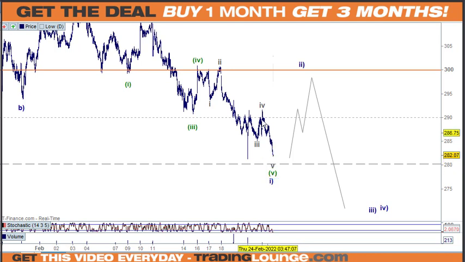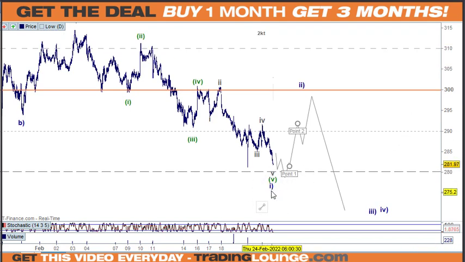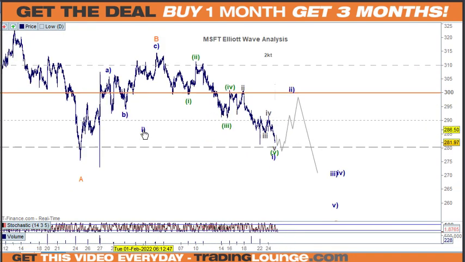I can still see there'll probably be something like this, but yeah, expect some sort of bounce. If you're short, then that's where you can look at it at that point.